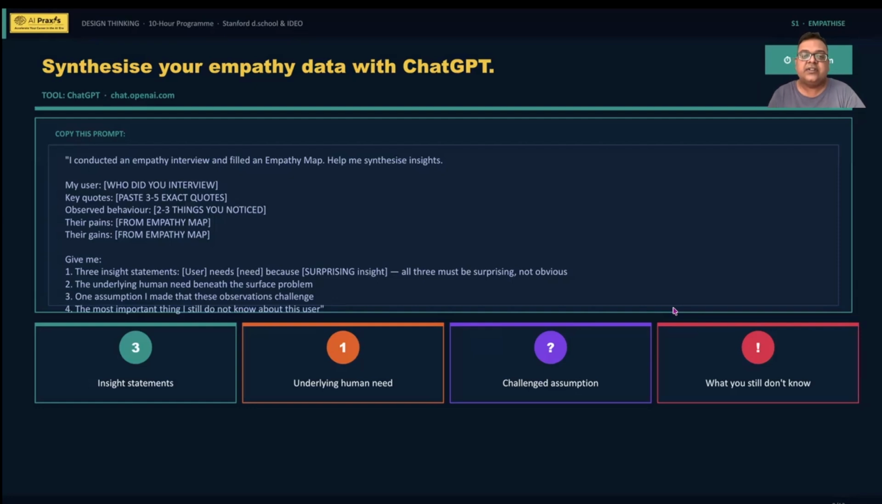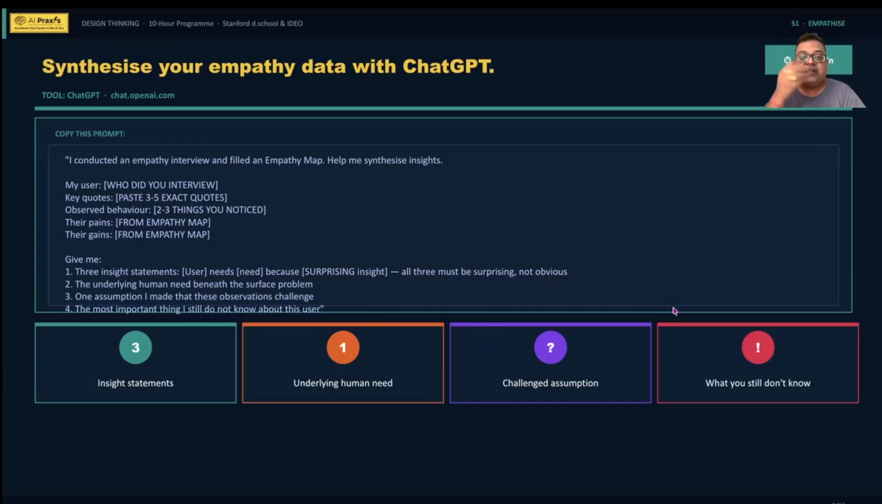Step number 3 is describe what you observed. Tell AI what you noticed during the interview. Did the person hesitate, or did the person smile when discussing the topic? All that. Then include their pains and gains. Share the biggest frustrations you identified. Also describe what success looks like from the user's perspective. Because this will give AI the complete picture.